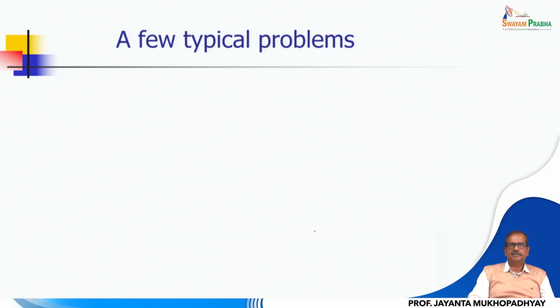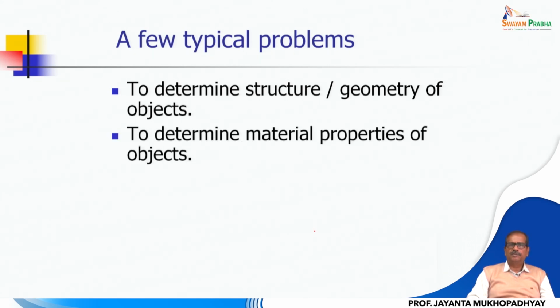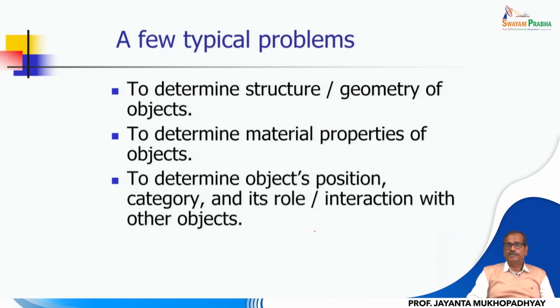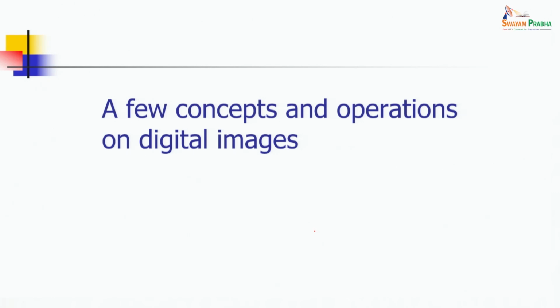Some examples I can cite here are very typical problems of computer vision. One is to determine the structure and geometry of objects. It could be to determine material properties of objects, or to determine an object's position, category and its interaction with other objects, and to enhance our perception of the physical world. These are a few problems, but there could be various others.